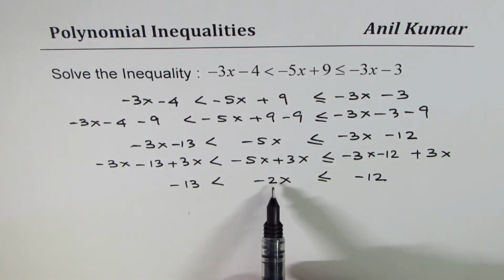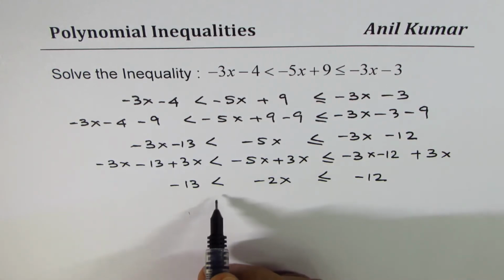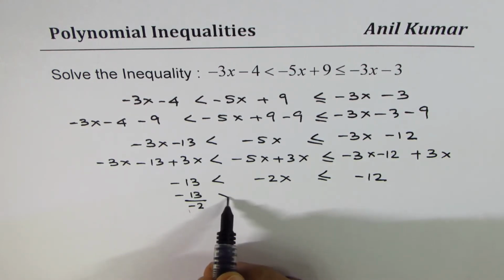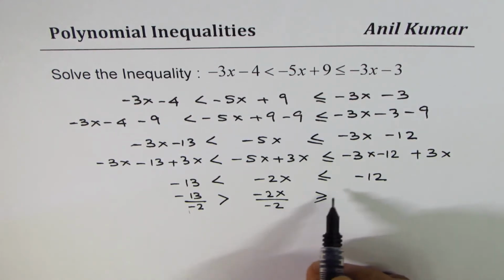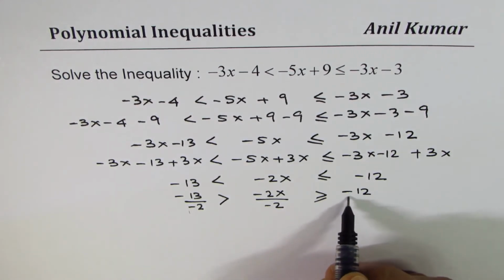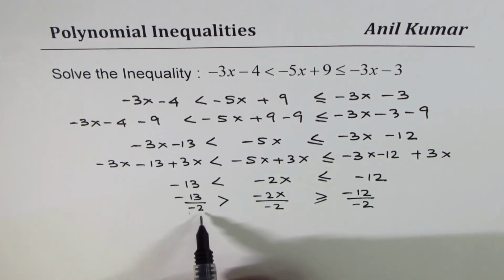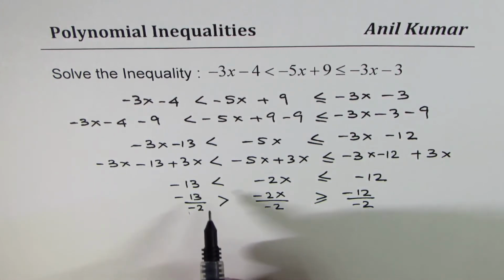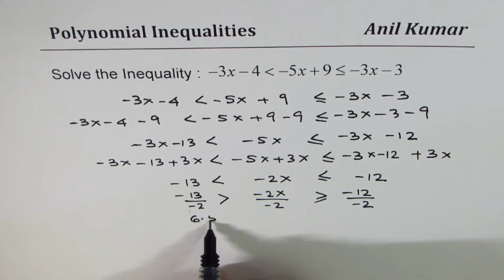To get x, we have to divide by minus 2. Now remember, whenever you divide by minus 2, you have to interchange the signs, right? So we are doing minus 13 divided by minus 2, change the sign. Minus 2x divided by minus 2, change the sign, reverse it, right? Minus 12 divided by minus 2. Now that gives you, 13 divided by 2 is 6.5 positive, right? When you divide by minus 2, 13 divided by minus 2 is 6.5.